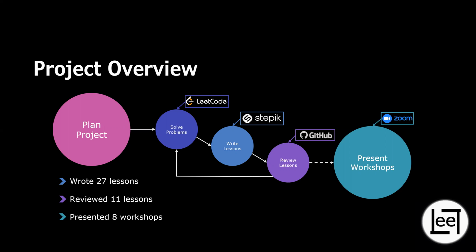Once we had completed writing the lesson, we would go to GitHub and see what lessons our peers had written, and we would review those lessons. That iteration went on and on and on for about 10 weeks. And after the first 10 weeks, I started presenting workshops on these lessons using Zoom. In total, I wrote 27 lessons, reviewed 11 lessons, and presented 8 workshops personally, but the team has done much more.